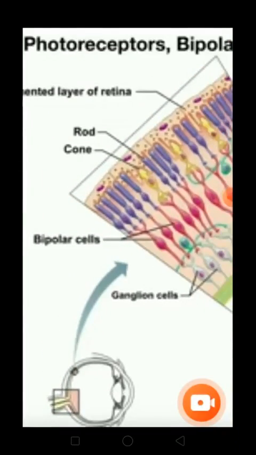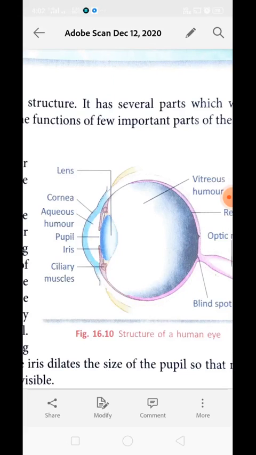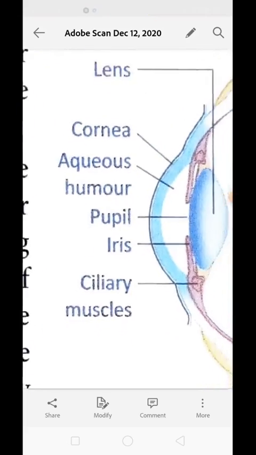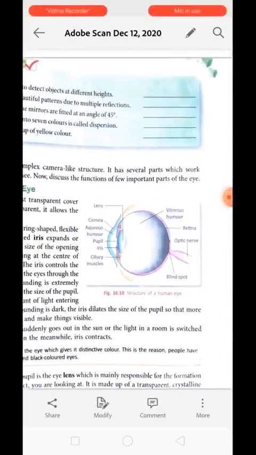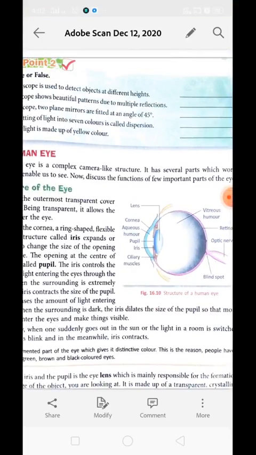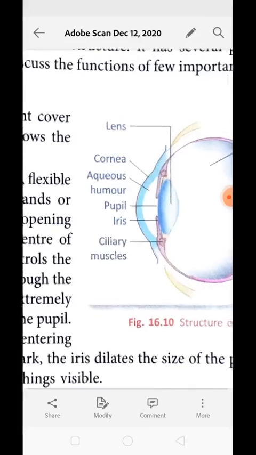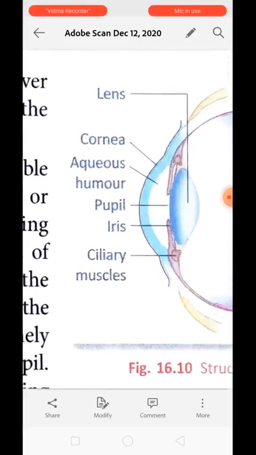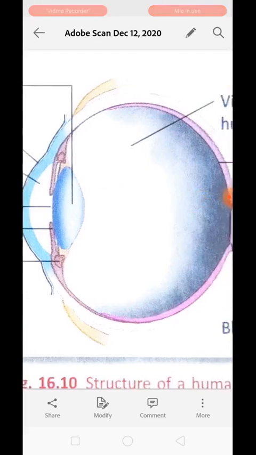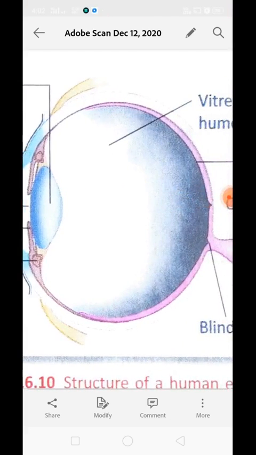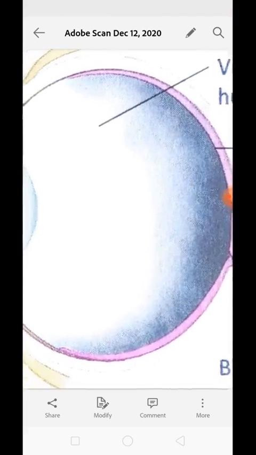Okay, class. The eye lens divides the internal eye into two hollow spaces. See over here, this is the first hollow space, whereas this is the second hollow space. The first hollow space is present between the cornea and eye lens, whereas the second hollow space is present between the eye lens and the retina.